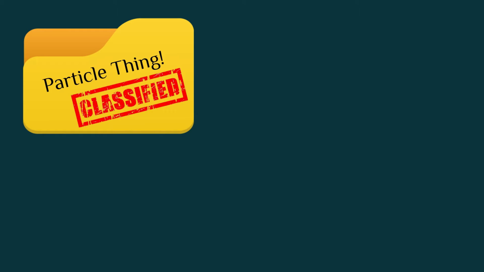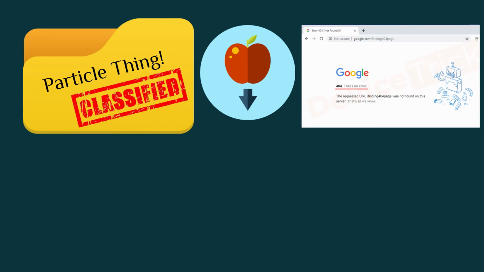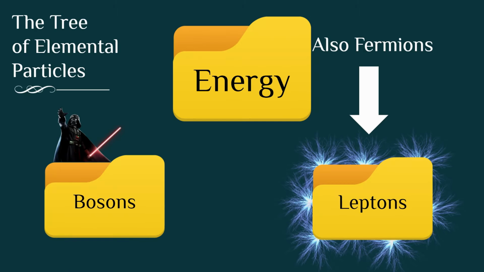Now, here's one of those interesting ones that we haven't really talked about. It's like this gravity boson that we don't really know if it exists. Theoretically, it should exist, we just have not actually found it. But it should theoretically exist.